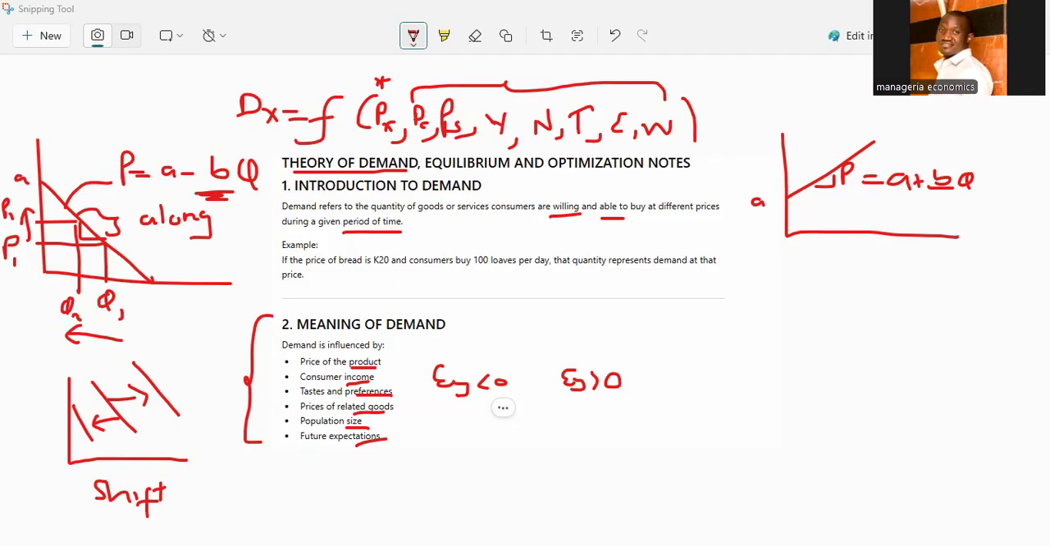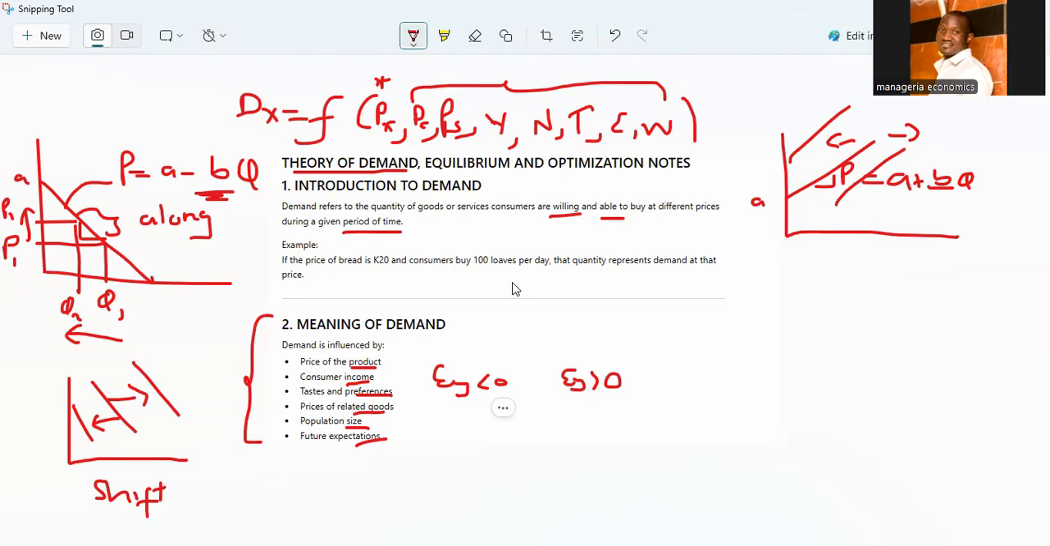Other factors would be what? Infrastructure, transport. If the road system is good, production will be high. So supply also experiences a shift to the left and to the right. A shift to the right is because of what? Better technology, subsidies, and low production costs. So this is a shift to the right, and this is a shift to the left. Only price causes a movement along.